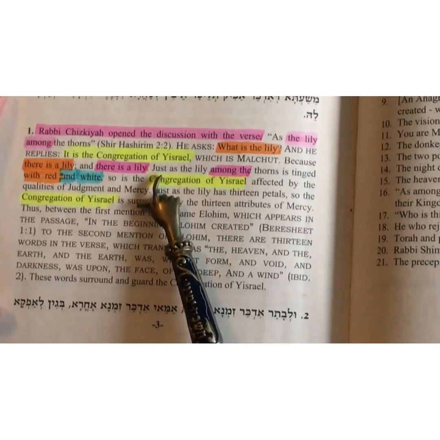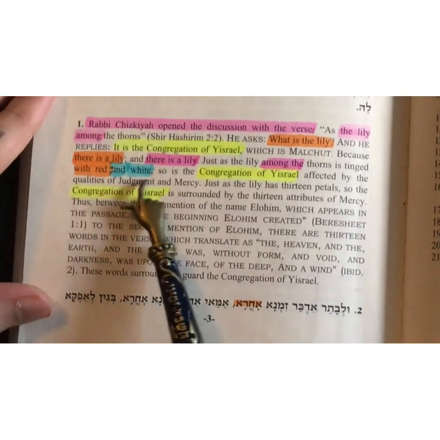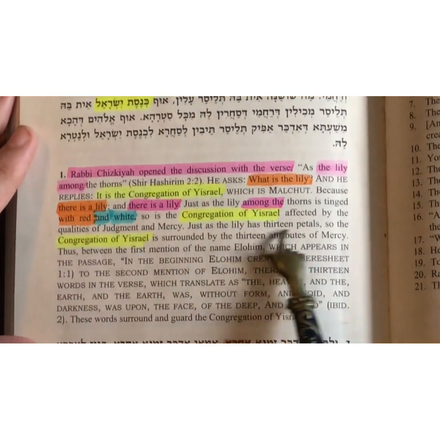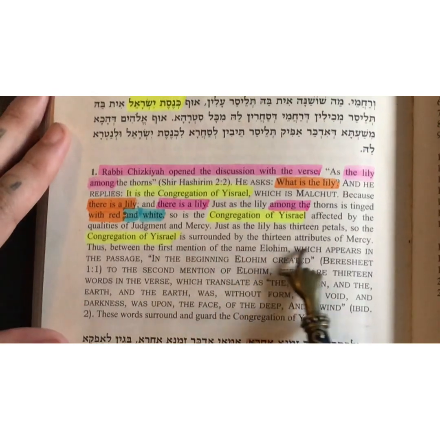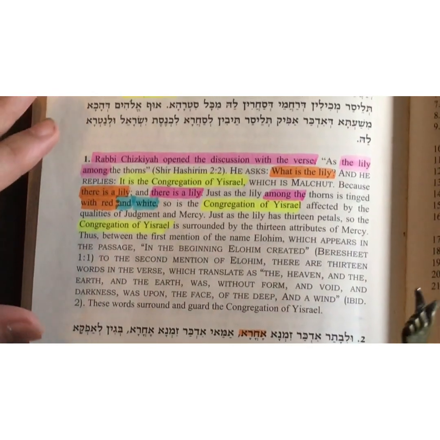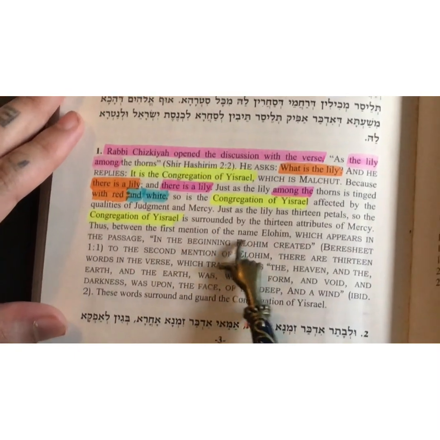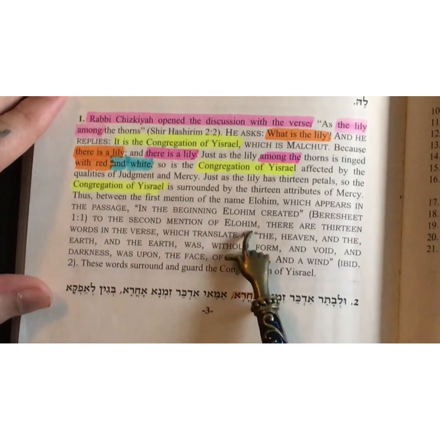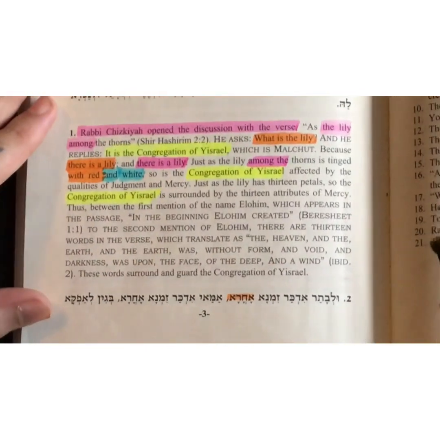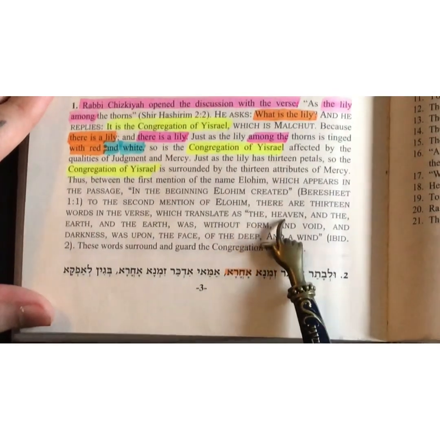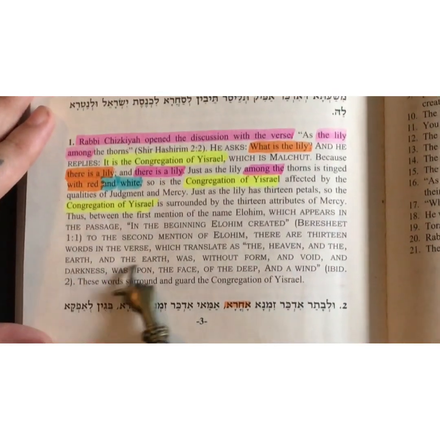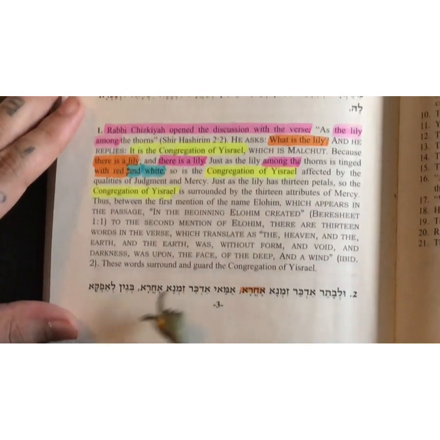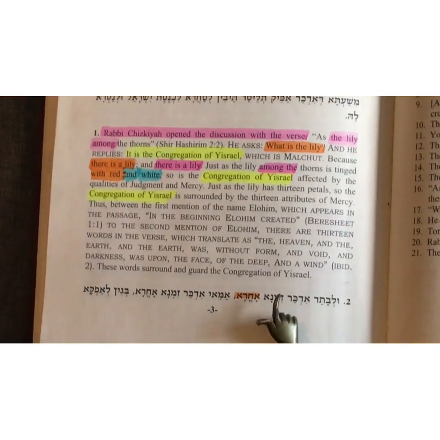And so it says, just as the lily among the thorns is tinged red and white, so is the congregation of Israel affected by the qualities of judgment and mercy, just as the lily has 13 petals. So the congregation of Israel is surrounded by 13 attributes of mercy. Thus, between the first mention of the name Elohim, which appears in the beginning Elohim created, to the second mention of Elohim, there are 13 words in the verse, which translate as the heaven and the earth was without form and void, and darkness was upon the face of the deep, and a wind. These words surround and guard the congregation of Israel.